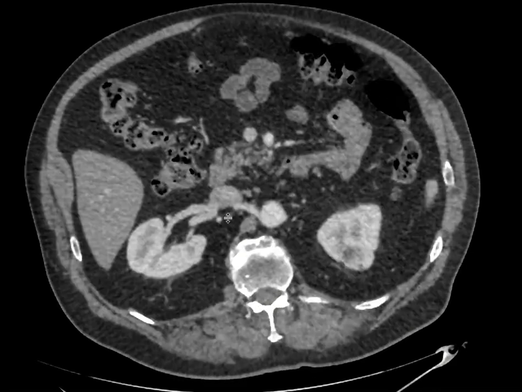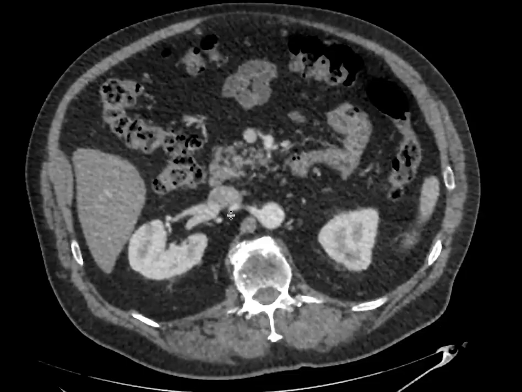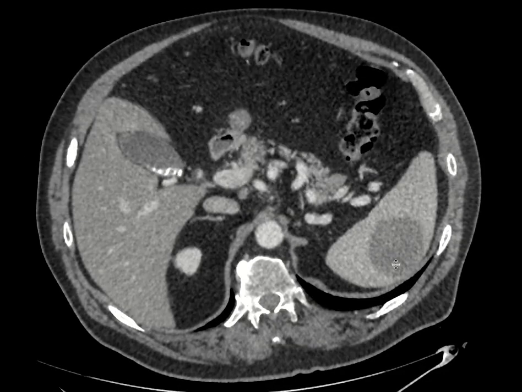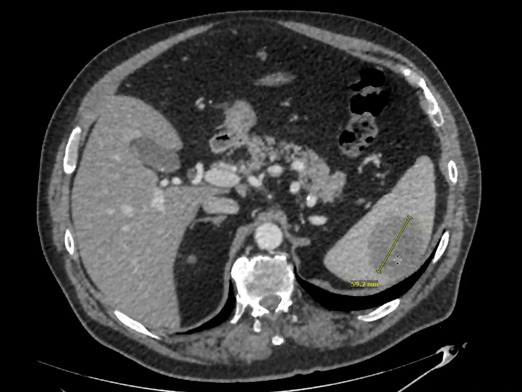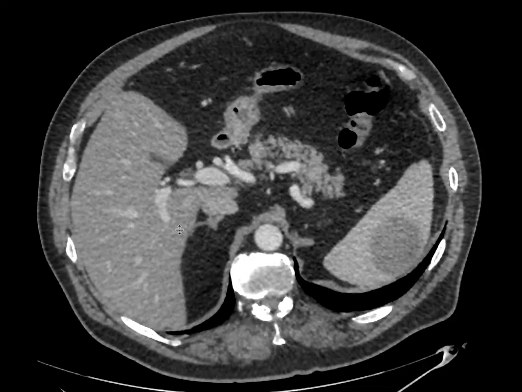This is a CT scan that was performed in a patient with a history of prostate cancer looking for metastatic disease. Now, in the spleen in this particular patient, you can see there's this lesion that's hypodense, fairly well defined, measures about 5.9 centimeters, and it really becomes a question of, well, what do you do with these particular lesions?